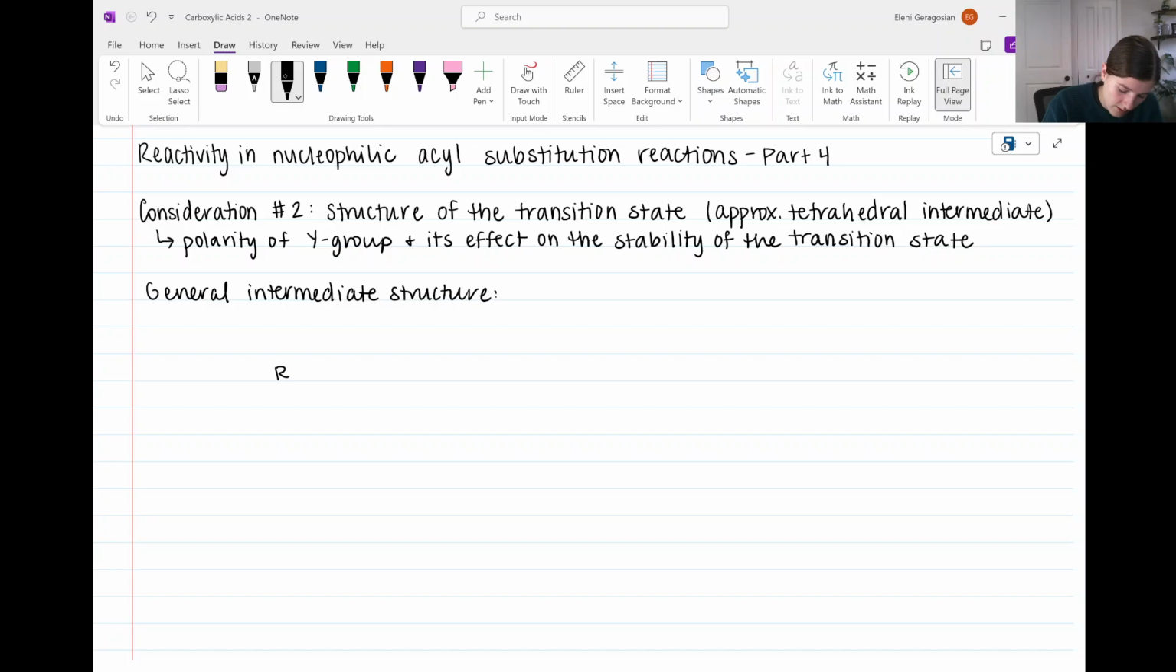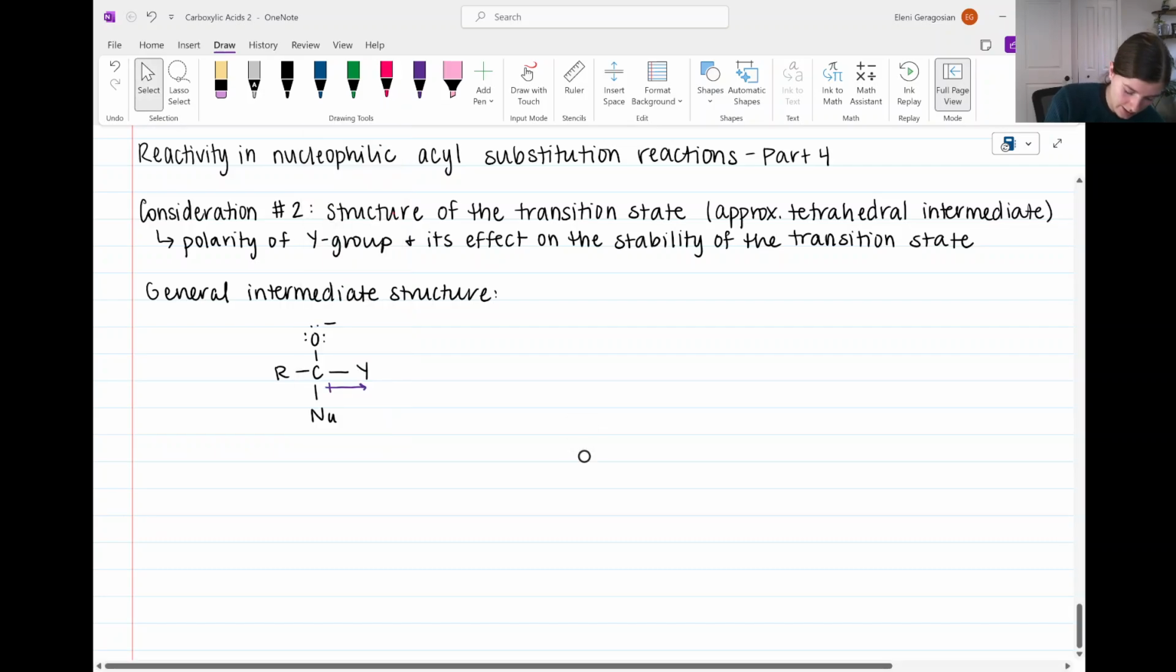And that was our acyl, or what was our acyl group. Now it's tetrahedral. So we have a negatively charged oxygen. We have this carbonyl carbon bonded to the Y group, and then the nucleophile has added. So this is a tetrahedral intermediate structure. Now, our Y groups are to some degree electronegative, so they withdraw electron density from the carbonyl carbon. And of course, we have this negative charge on this oxygen.